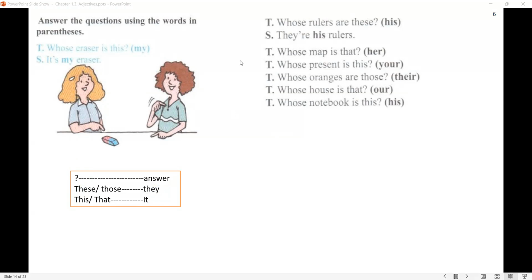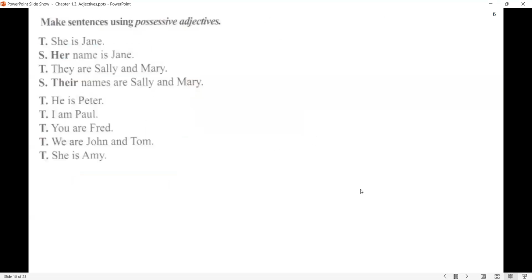Okay, I assume that you're ready. Whose map is that? It is her map. Whose present is this? It is your present. Whose oranges are those? They are their oranges. Whose house is that? It is our house. Whose notebook is this? It is his notebook.